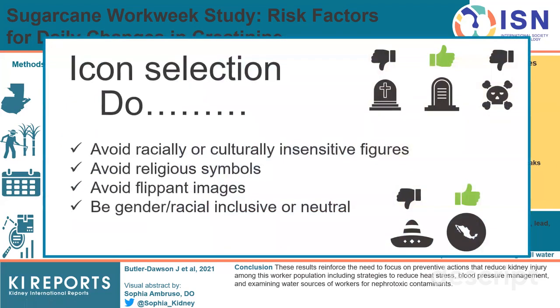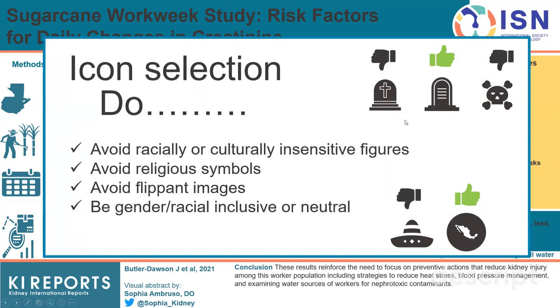Back to icon selection. Now it's important to be very cautious with icons that you're selecting. You want to avoid racially or culturally insensitive figures. A good example is if you're going to talk about a person from Mexico, don't use a sombrero. Perhaps use an icon representing the country of Mexico. Avoid religious symbols.